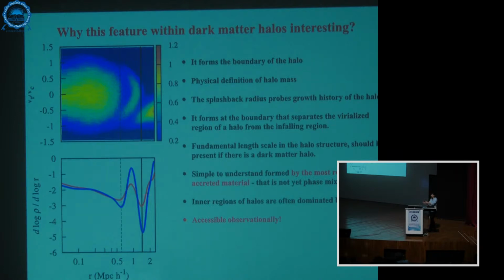Essentially, it's a fundamental length scale inside the dark matter. So if you have dark matter, you should see this feature around at least the most massive halos. And one of the most exciting things is that it's simple to understand physically, just because it's formed out of most recently accreted material that is not phase mixed, and the most exciting thing is that it's accessible observationally.